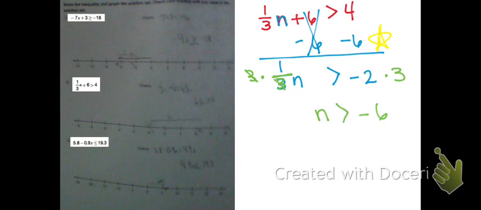No. Even though our answer is negative, what we did was multiply by a positive number. So we don't flip it. So again, when you are graphing, if it is equal to, like if it's less than or equal to or greater than or equal to, you do a solid dot. But if it's not equal to, if it's less than or greater than, then you do an open dot.